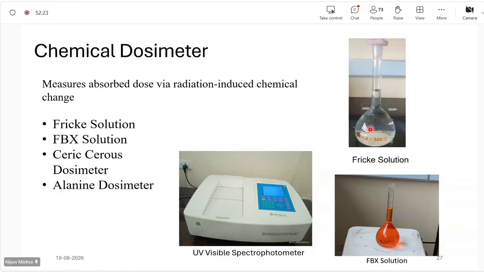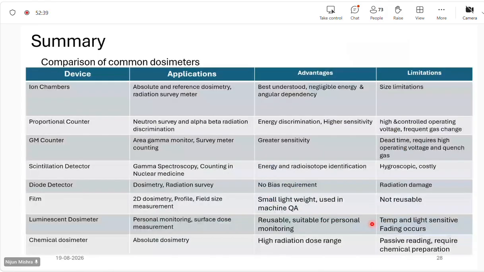These chemical dosimeters have a high dose range. For Fricke solution, we can measure 40 gray to 400 gray. In FBX solution, we can measure 0.2 gray to 20 gray. So it has a higher dose range. So at last, to summarize this topic, I want to compare the detectors that I have discussed today, their application, advantage, and limitation.